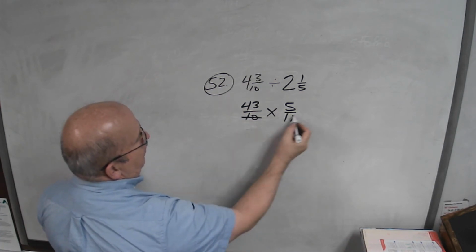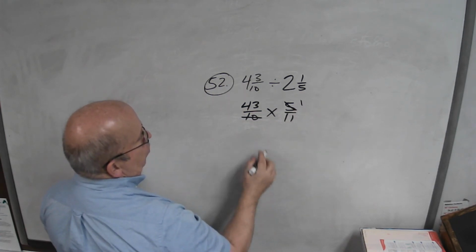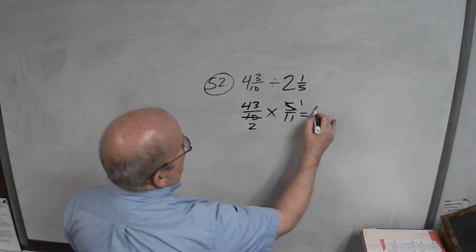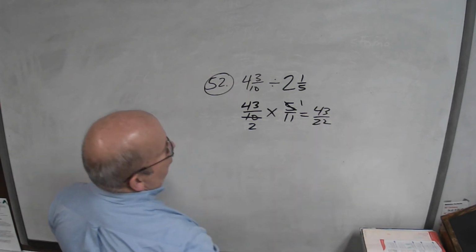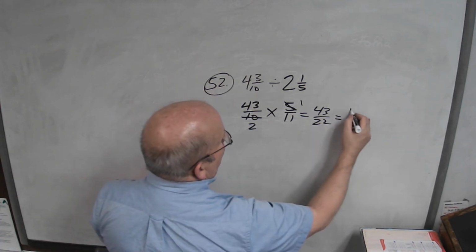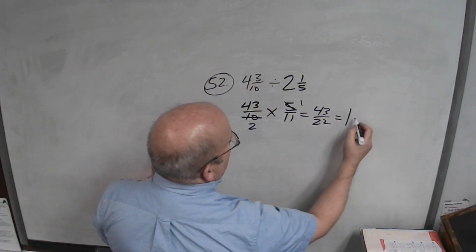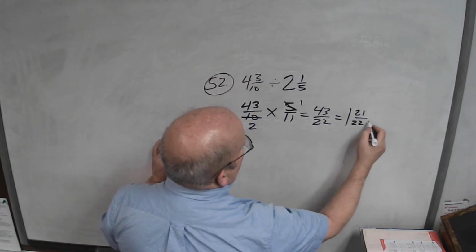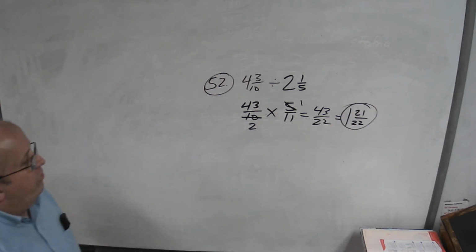Is there any simplifying I can do? Yes. Divide by 5. Divide by 5. And I get 1, and I get 2. Finally, I get 43 over 22. If I divide 22 into 43, it goes one time with a remainder of 21 over 22. And there's the answer to that.